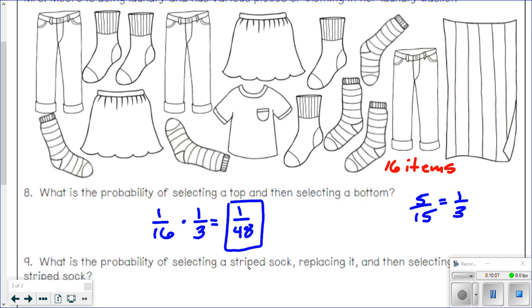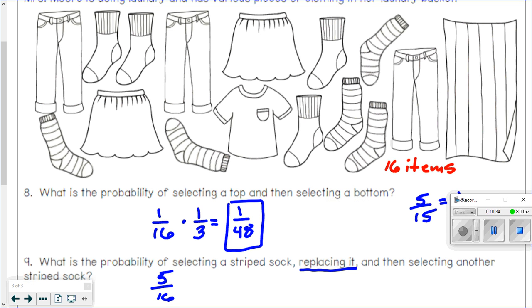Next is the probability of selecting a striped sock, replacing it, so now we're talking about independent events, and then selecting a striped sock. The probability of selecting a striped sock is 1, 2, 3, 4, 5 out of 16. I stick it back in, and now I'm looking at the probability of getting another striped sock, and that's also 5/16. I multiply straight across, and I get 25 over 196.